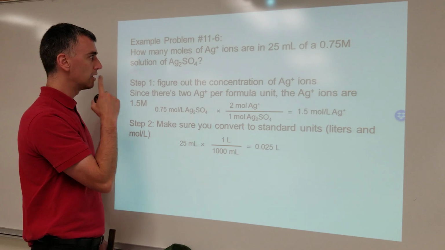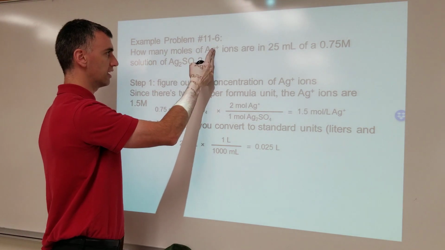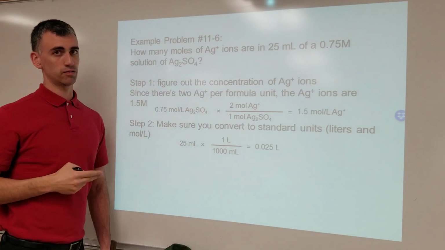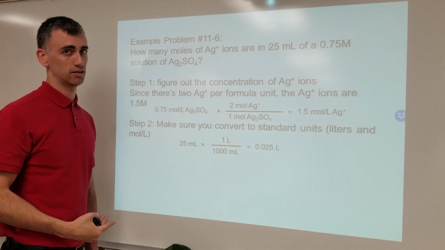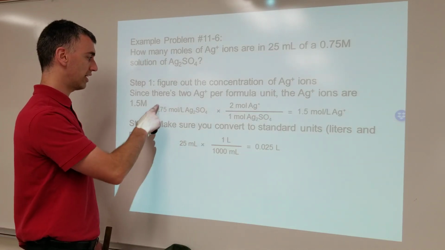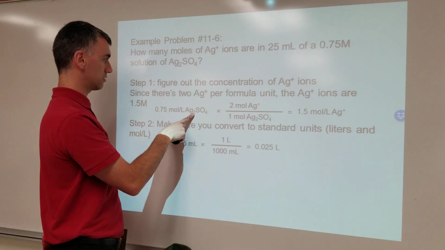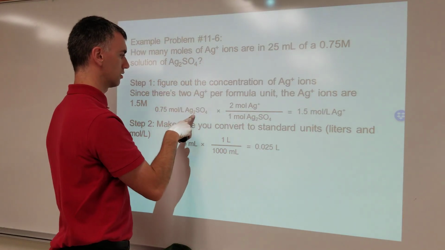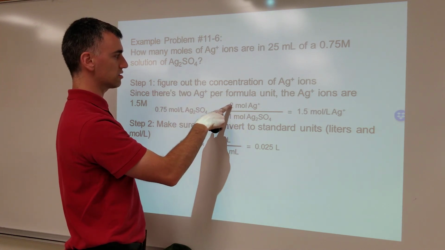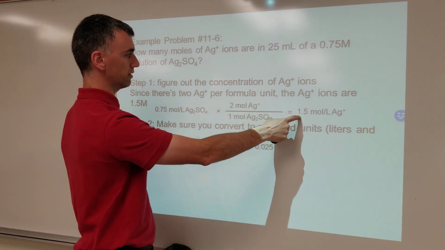It says, okay, if we're asked about silver ion, you need the concentration of silver ion or else you can't get anything. The question is about silver ion. So that's what we do here. Just like in the previous question, you take this, the given, and then find out how many moles of silver ion are in the given. So there we go.